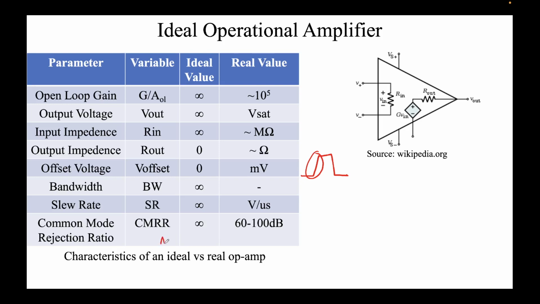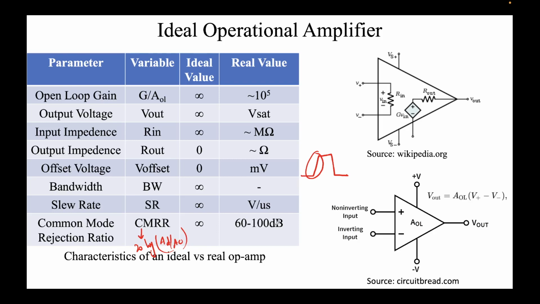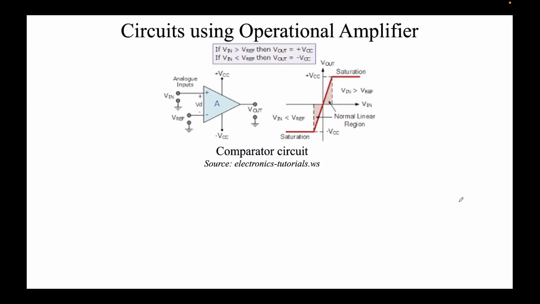CMRR, I told you that AD should be greater than AC. When you represent it in terms of decibels, 20 log AD over AC, this is CMRR. This is usually 60 to 100 dB. This means AD is 3 to 5 orders of magnitude higher than AC, and this is a good CMRR. There is another representation, the same thing which you have seen earlier, and you can clearly see the output voltage expression follows the expression from the differential amplifier.